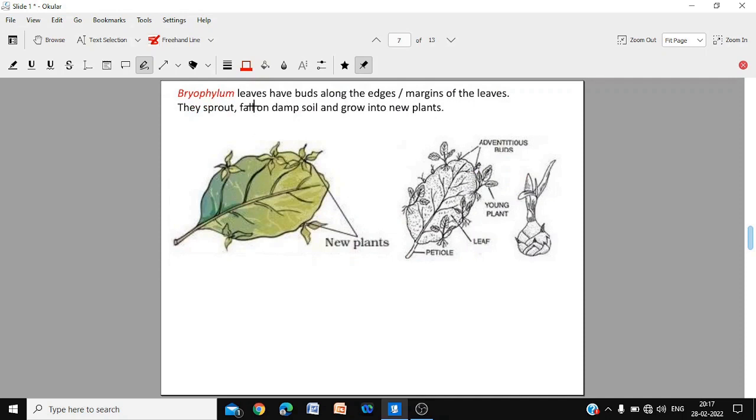Bryophyllum leaves have buds along the edges or margins of their leaves. There is a leaf and this is the edge or margin. On the margin you have got the buds. The buds sometimes grow into new plants, and sometimes they fall to the ground and then grow into new plants. But sometimes they can also start growing here itself and then fall to the ground and become a new plant. So these are buds found on the edges or margins of the leaf which will become new plants.